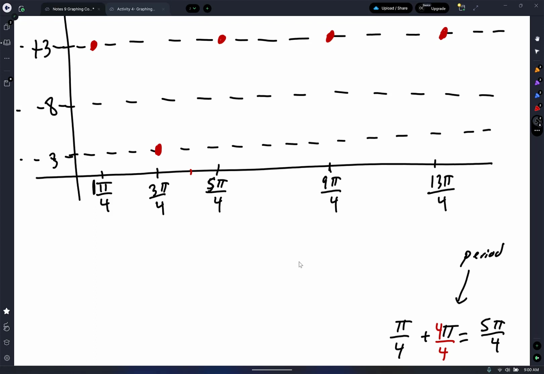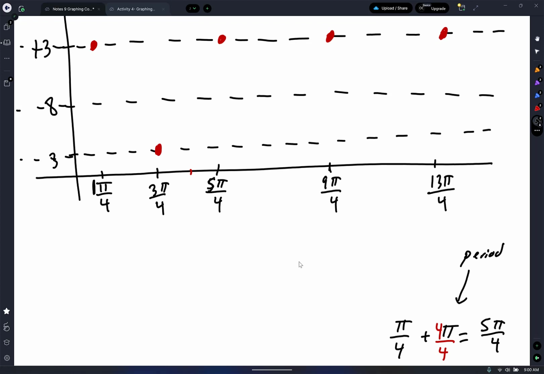What's in the middle? So you know what? Disregard the pi. This is 1, this is 5. What's in the middle between 1 and 5? The number 3. 1, 2, 3. It's 2 away. 3 is 2 away from 1. 3 is 2 away from 5. So the number 3, and then just put the pi over 4.